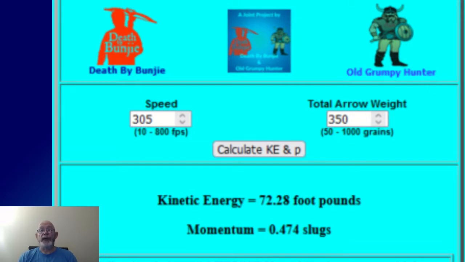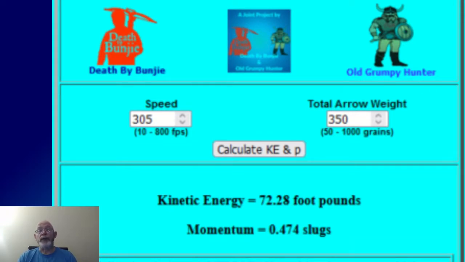As for 50 to 1000 grain arrow, well, I know nobody's shooting a 50 grain arrow, at least not on a regular basis out of a modern crossbow, and I don't think anybody's shooting a 1000 grain arrow. But heck, you never know. There are some really heavy arrow people out there. And again, those ranges keep me from having to make changes for a while.